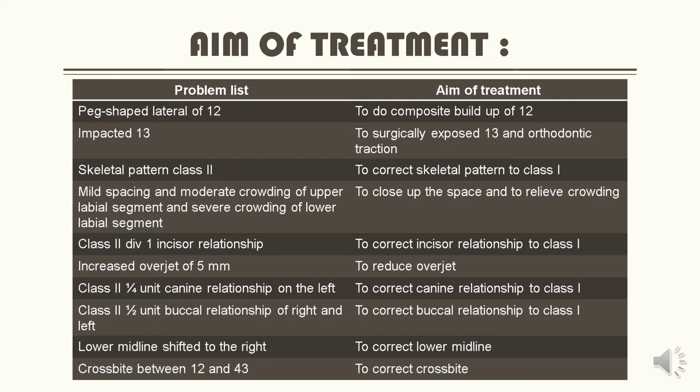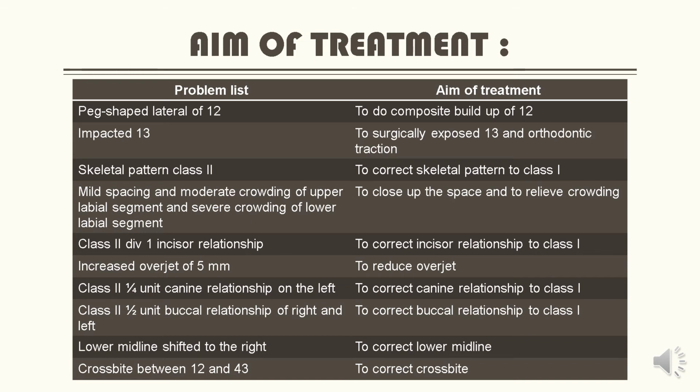And fourth is to close up the space and to relieve crowding. Fifth is to correct the incisor relationship to class 1. Sixth is to reduce the overjet and to reduce the canine relationship to class 1. Next is to correct the buccal relationship to class 1, to correct the lower midline, and also to correct the crossbite.